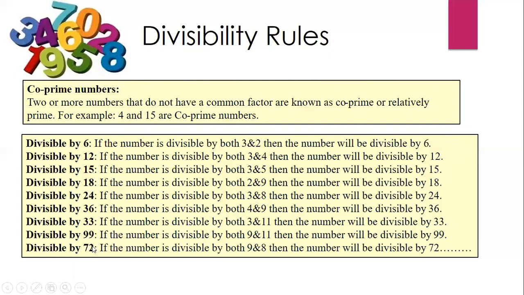For 72, if the number is divisible by 9 as well as 8, the whole number will be divisible by 72. For 33, if the number is divisible by 3 as well as 11, then the number will be divisible by 33. So like this, we can find the divisibility rule for any number by splitting it in terms of two coprime numbers or three coprime numbers.